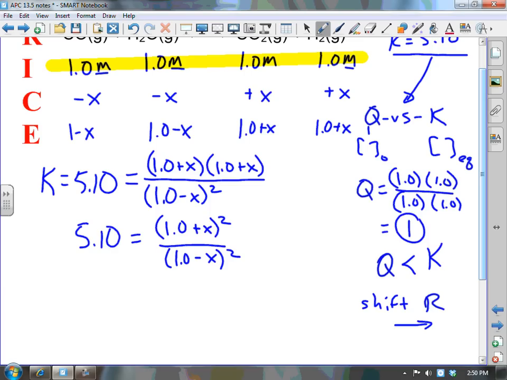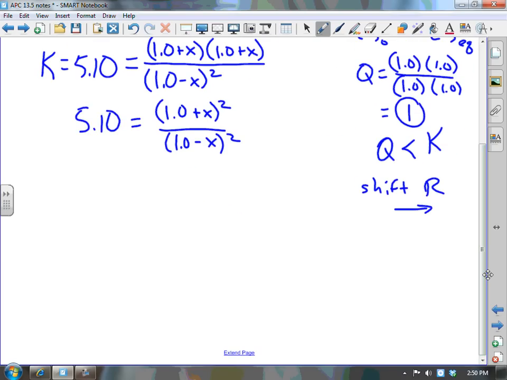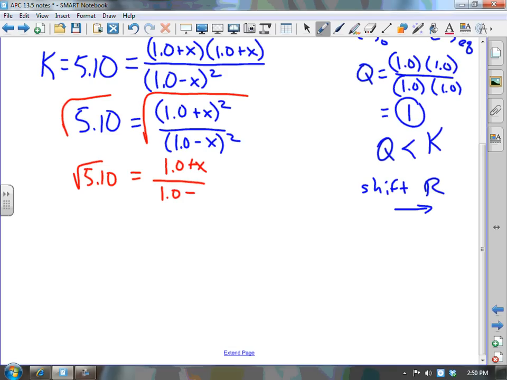At the bottom of page 597, they're going through that example. What you do is obviously you could solve for x. We go through this process. We take the square root of both sides. So the square root of 5.10 is equal to 1.0 plus x divided by 1.0 minus x. And you can obviously follow along and realize that x is equal to 0.387 molar.